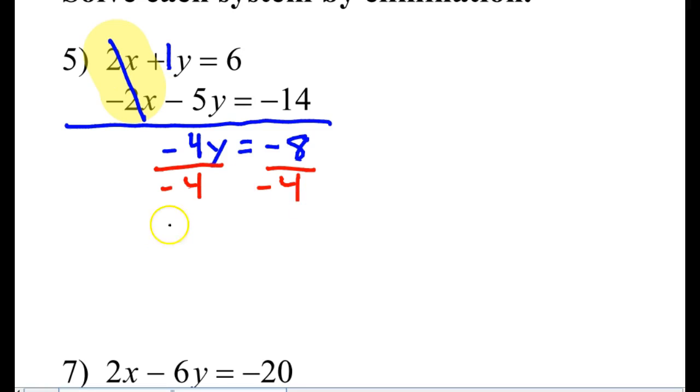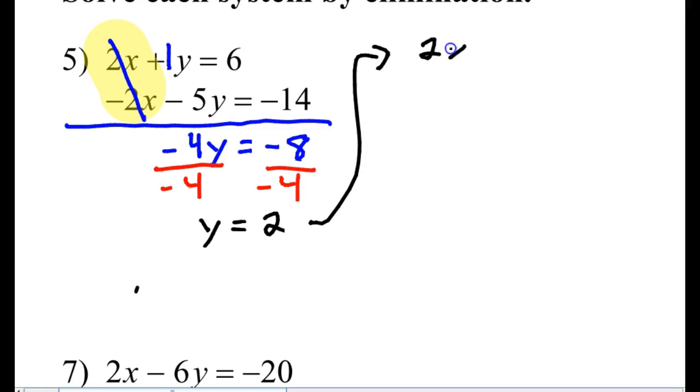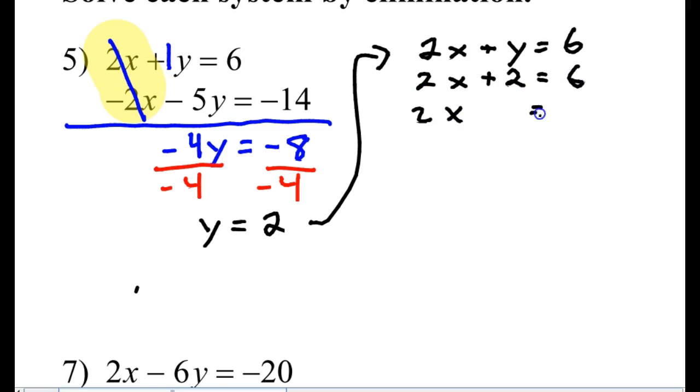Okay. Not too bad. And like I said, you know what to do next. You can finish the whole problem. You don't have to wait for me. You know how to do all this. We have 2x plus 2y equals 6, right? Subtract 2 on both sides, you'll get 4. Divide both sides by 2, and you'll get 2.